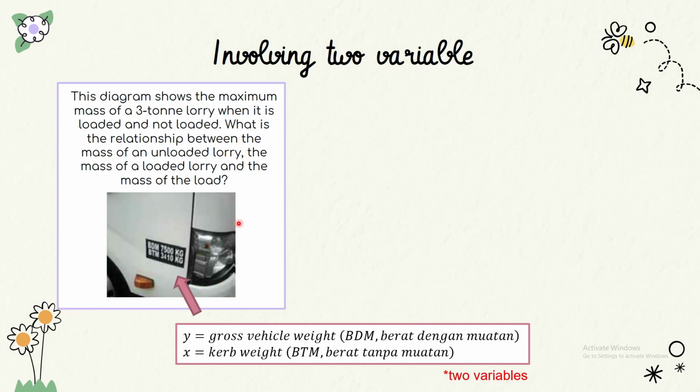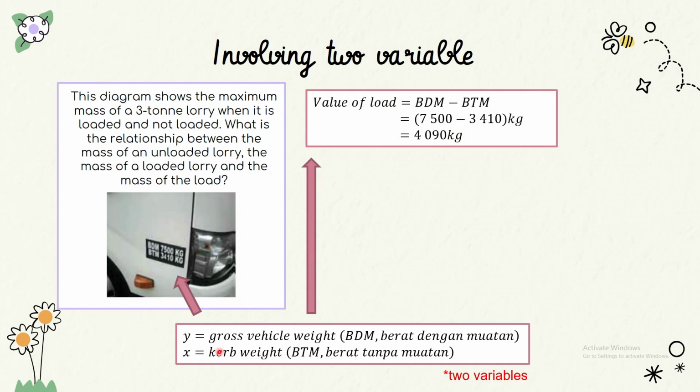These are the two conditions needed in this question. The first is the gross vehicle weight, which is the BDM in Malay, berat dengan muatan, and the second one is the curb weight, which is the BTM, berat tanpa muatan. BDM is the mass with the load and BTM is the mass without the load. So the gross vehicle weight we will represent with the letter y. Meanwhile, for the BTM we use the letter x.